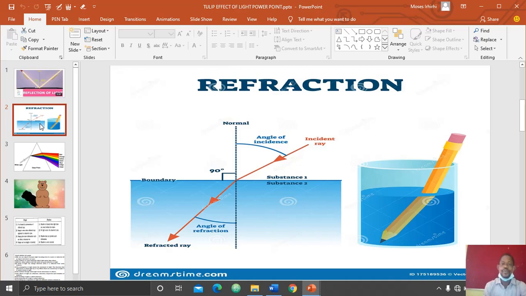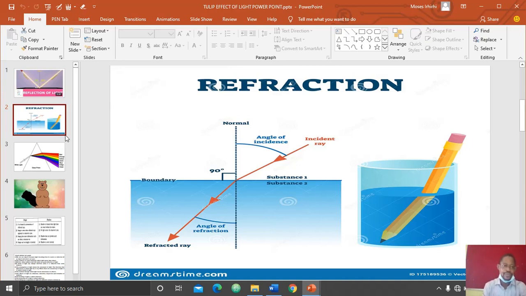So when light moves from one medium to another medium, especially from low density to higher density, it is bent. Even from higher density to low density, it's still bent a little. It helps it to change direction a little, bent at some little angle. So that's called light refraction.